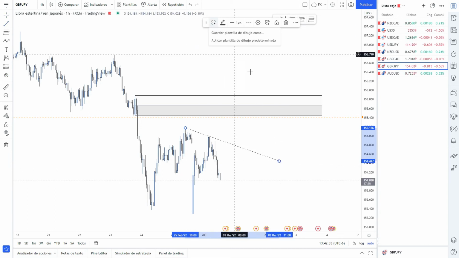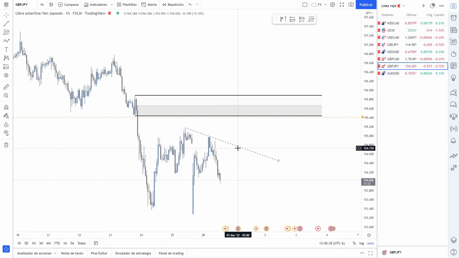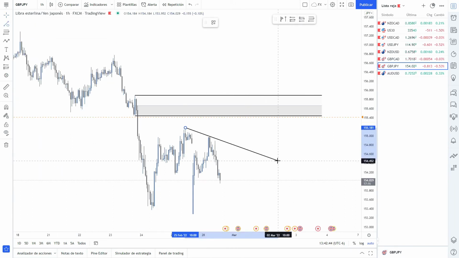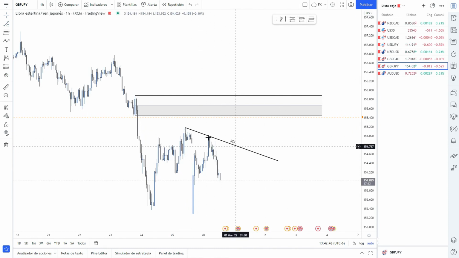If we place a trend line like this, no, let me use this one. If we place this trend line, all right, we got some liquidity above this trend line. So to me, the market is right now just building the liquidity.